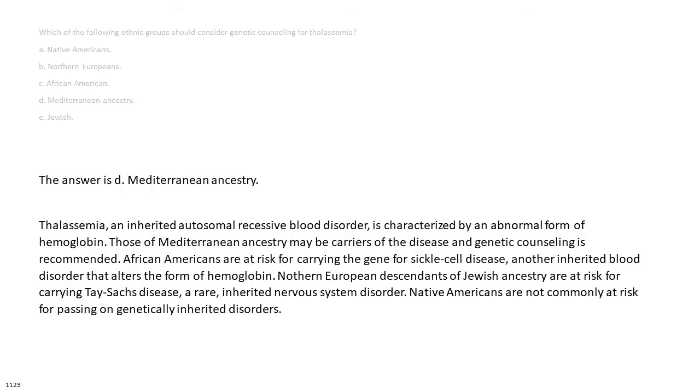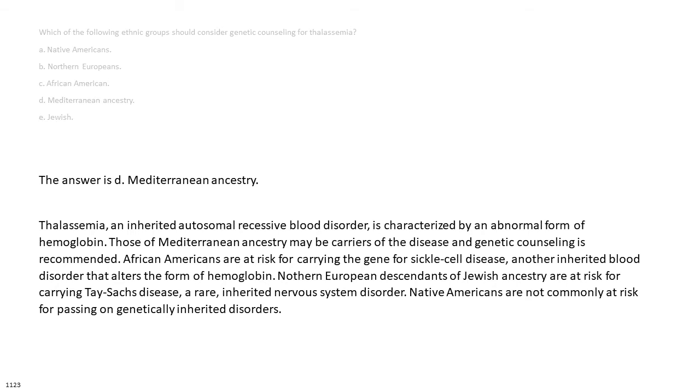The answer is D. Mediterranean ancestry. Thalassemia, an inherited autosomal recessive blood disorder, is characterized by an abnormal form of hemoglobin. Those of Mediterranean ancestry may be carriers of the disease and genetic counseling is recommended.